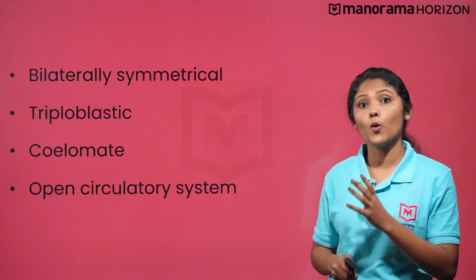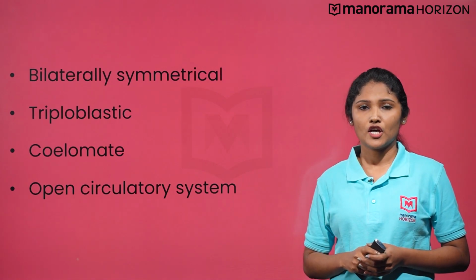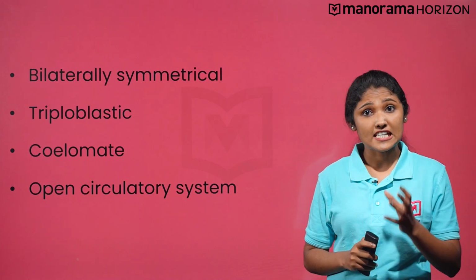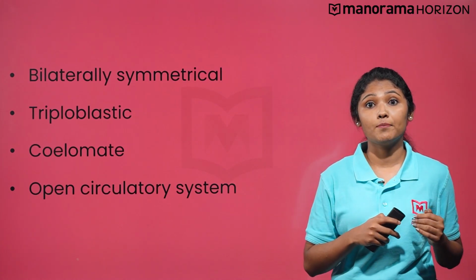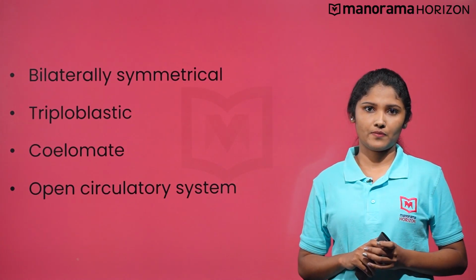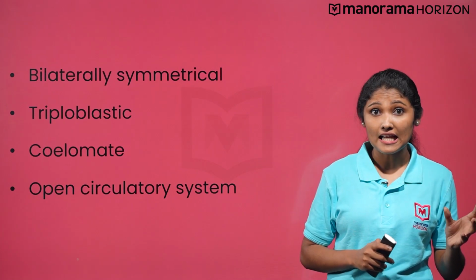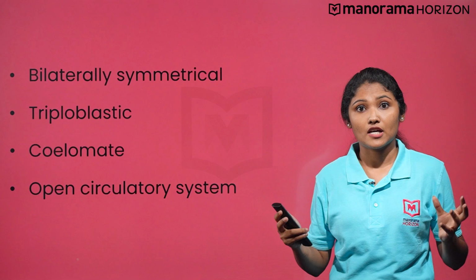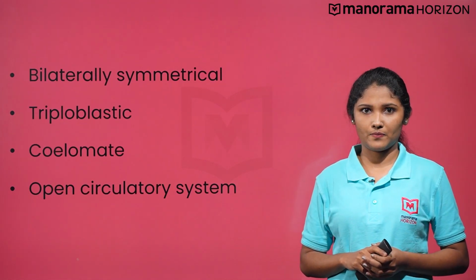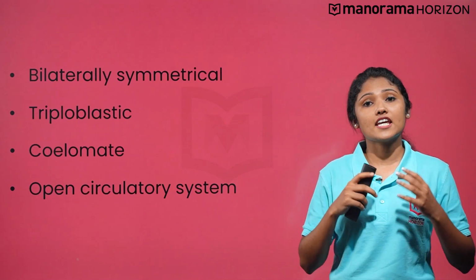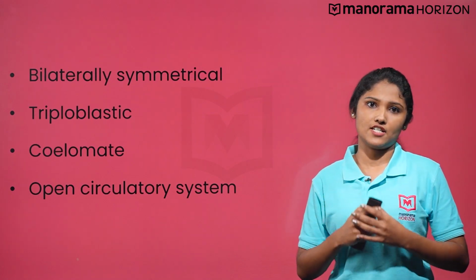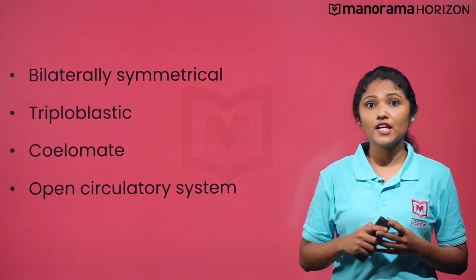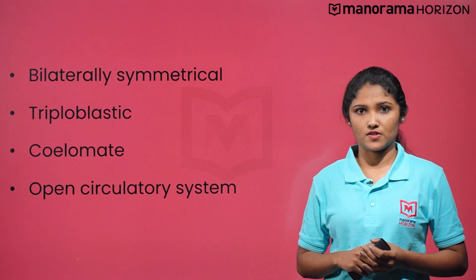Now let's focus on a few internal systems and their peculiarities. They have an open circulatory system. For respiration, gills are present. And excretion is performed with the help of proboscis gland. They have separate male and female bodies. That is, the sexes are separate with indirect development. And also, they show external fertilization. A few examples include Balanoglossus and Saccoglossus.